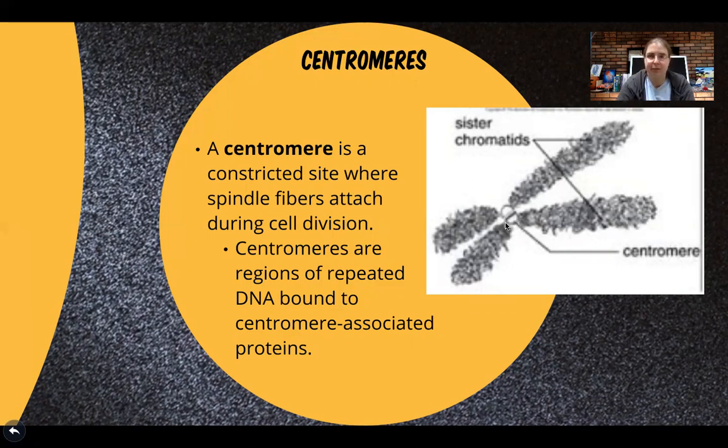That's the centromere. So a centromere is a constricted site where spindle fibers attach during cell division. And we've seen that in previous chapters, how they attach to this region right here, and during mitosis or meiosis too, when the spindle fibers pull on the sister chromatids, it separates the 2 sister chromatids at the centromere and drags them to opposite ends of the cell.